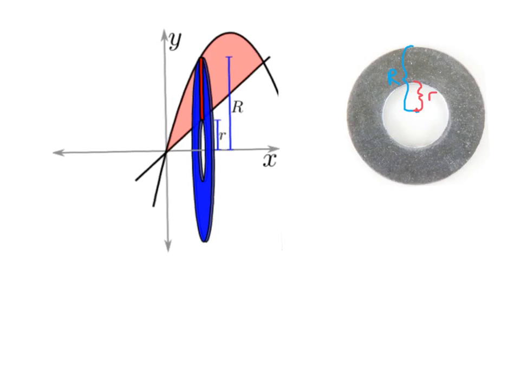The other thing we want to make sure we do is always draw in both of our radii perpendicular to the axis of rotation. So if we have a horizontal axis of rotation, we're going to be drawing our radii up and down. If we have a vertical axis of rotation, like the y-axis or another x equals line, then we're going to be drawing our radii left to right.